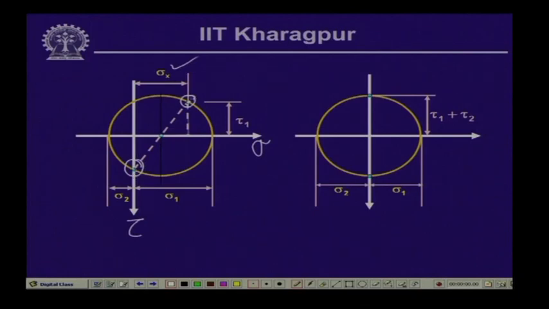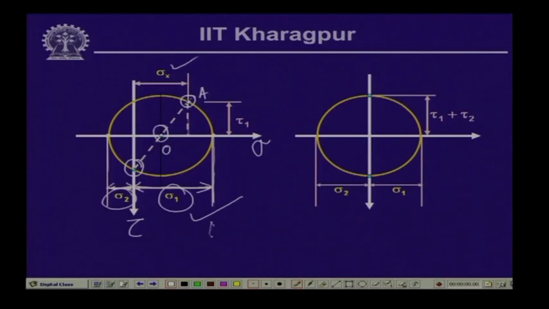Now, if we join these 2 points together, it cuts the sigma axis at this point, which is the center of the Mohr circle. With this O as the center and OA as the radius, if we draw the circle, the maximum normal stress which we get is this particular point, and this is the distance from the origin, which is sigma 1. We call this the maximum principal stress, and the other point in the Mohr circle in the diametrical direction on the sigma axis is the minimum normal stress, which equals sigma 2.